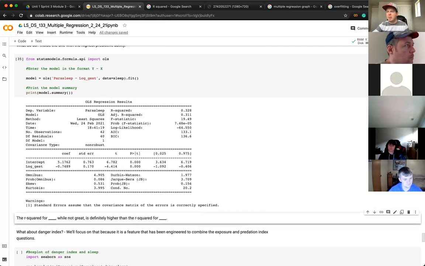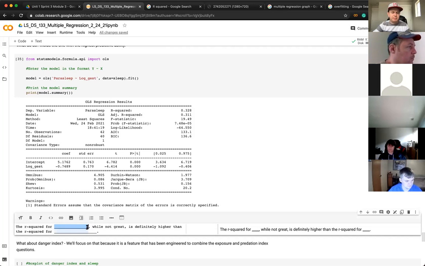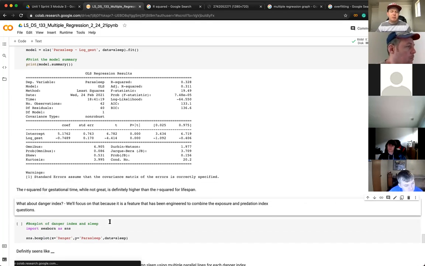Trying to make sure I didn't miss anything in my notes yet again. Okay. The R squared for gestational time, while not great, is definitely higher than the R squared for lifespan, right? And so we'll go with gestational time. We'll leave out lifespan for now. They're saying roughly the same thing.